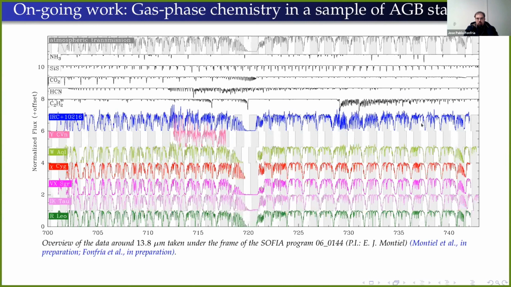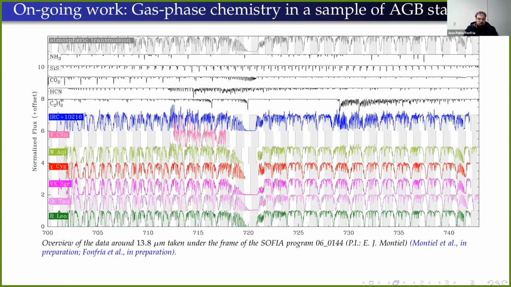These bands can also be found in the spectra of Y CVn, as we saw before. And they also appear clearly in the spectrum of W Aquilae, that is here. This band is of course less strong. This is the band of C2H2, and this is the band of HCN.